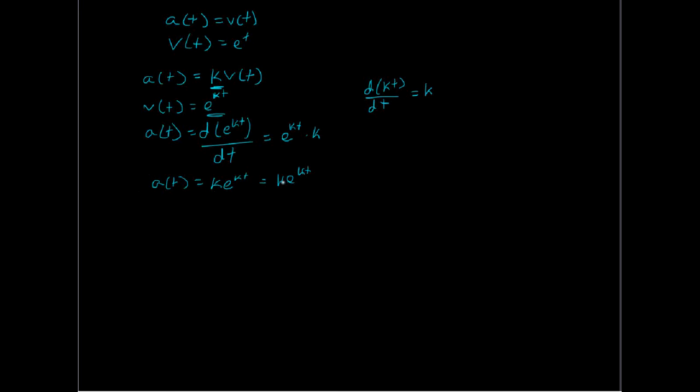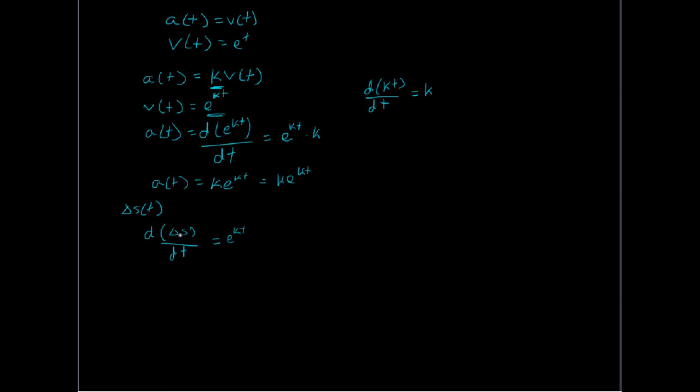So now that we figured out what velocity as a function of time is, the next thing we want to figure out is its displacement as a function of time. We know that acceleration is the derivative of velocity, and so it follows that velocity is the derivative of displacement. So we don't know what the displacement is, but the derivative of whatever our displacement is with respect to time equals e to the kt, because that's our velocity.